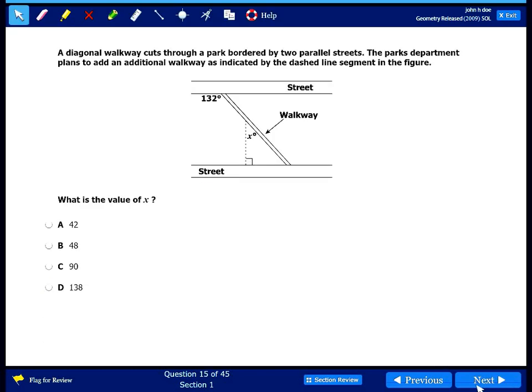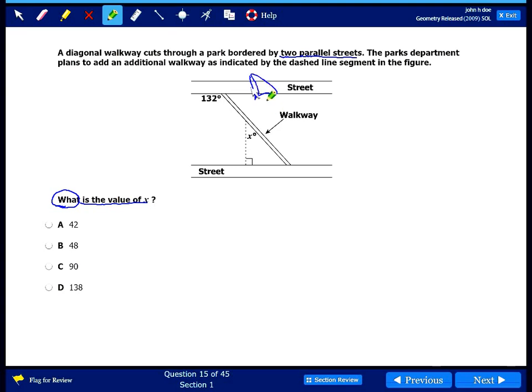The last one we're going to do for this video is number 15. So it says a diagonal walkway cuts through a park bordered by 2 parallel streets. So that's some key information there. 2 parallel streets. The Parks Department plans to add an additional walkway as indicated by the dashed line segment in the figure. What is the value of x?